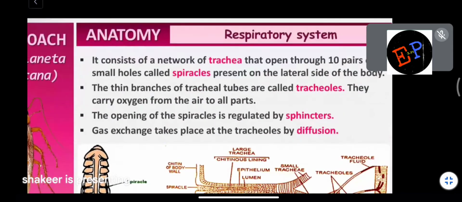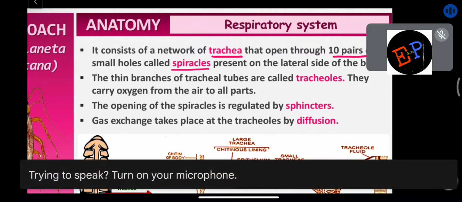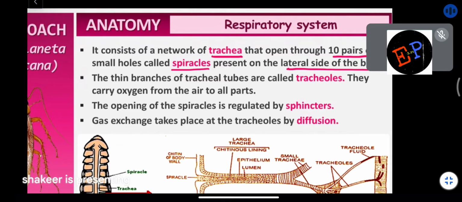Understood? Then we are studying the respiratory system, how they respire and how gaseous exchange takes place. So it consists of a network of trachea that open through 10 pairs of small holes called spiracles present on the lateral side of the body. Are you able to understand? So therefore, we have a lung system.